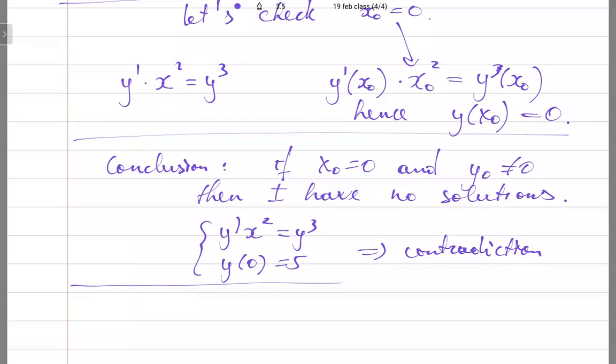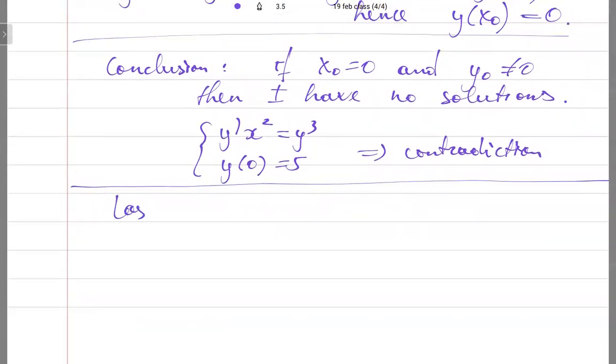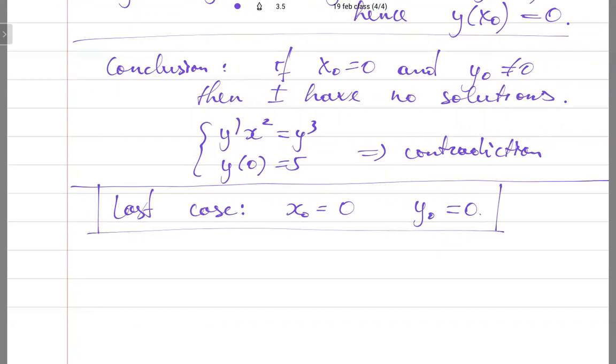And the last case is to consider x equal to 0 and y equal to 0, the most special case, starting with x equal to 0 and y equal to 0. I don't know any easy ways to avoid explicitly solving the equation. So let's solve it finally.